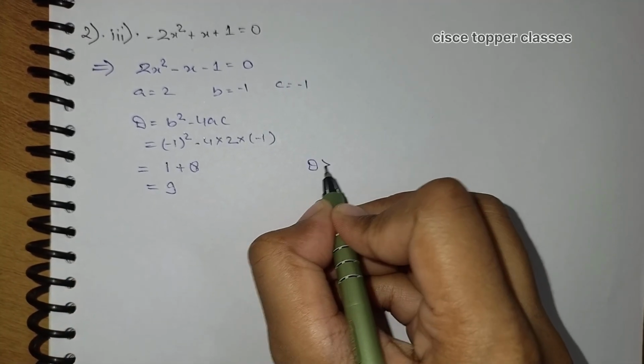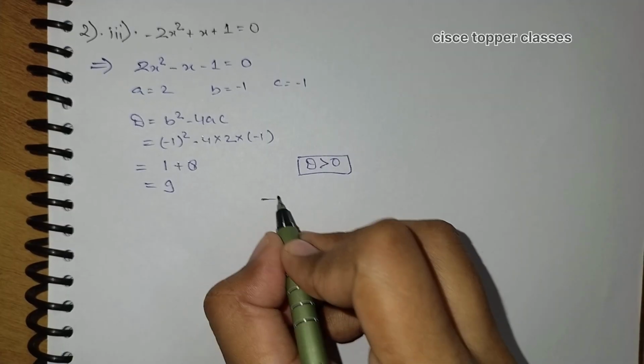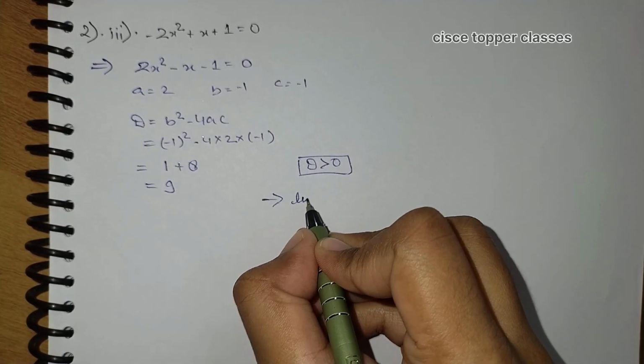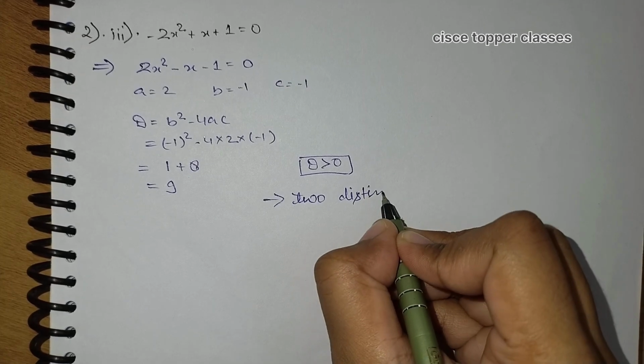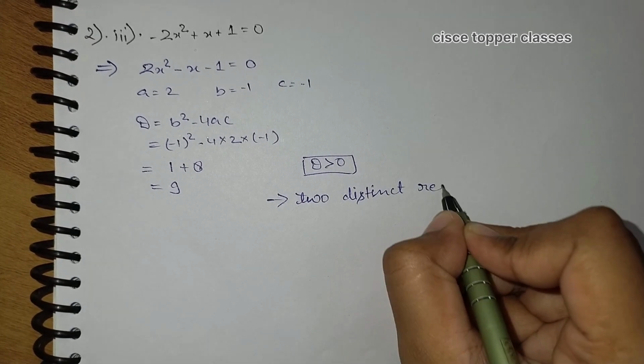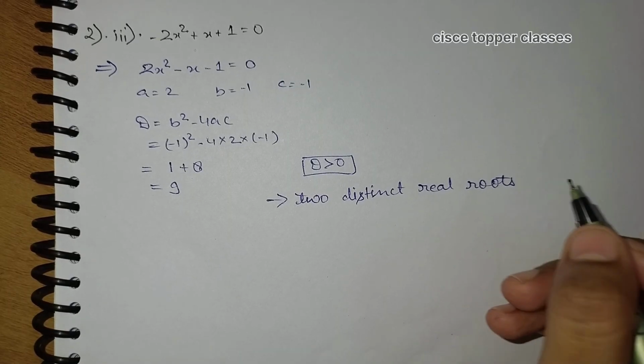From there we get D is greater than 0, and we know if the discriminant value is greater than 0, we will get two distinct real roots in this equation. So this is the solution of question number 2, third part.